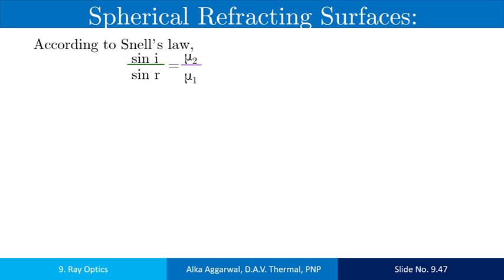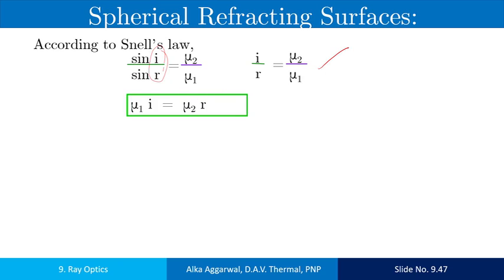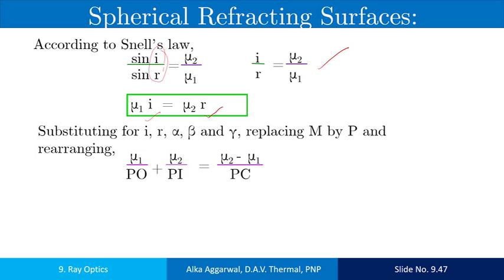As you know, according to Snell's law, sin I upon sin R equals mu2 upon mu1. When the angles are small, we can write I upon R equals mu2 upon mu1, which can be written as mu1 I equals mu2 R. Now put the values of I and R. I is equal to alpha plus gamma, and R is equal to gamma minus beta.